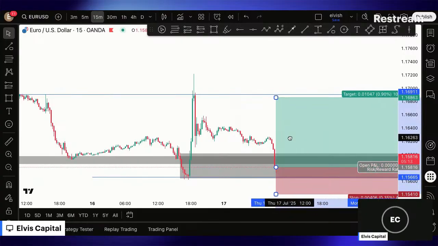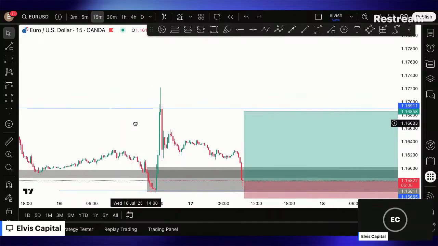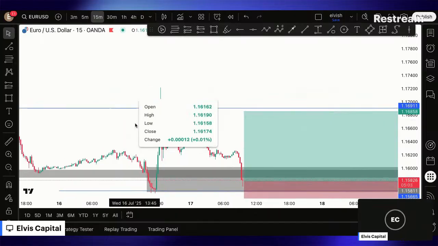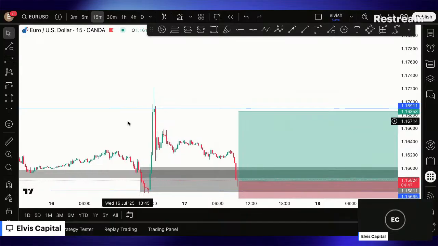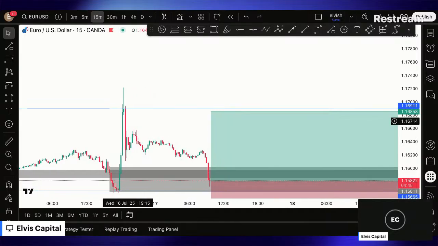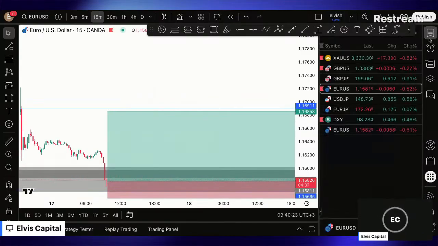If we just stay patient and then execute the trades. As you can see now, price is trying to climb back to the upside. So that is it for Euro USD.